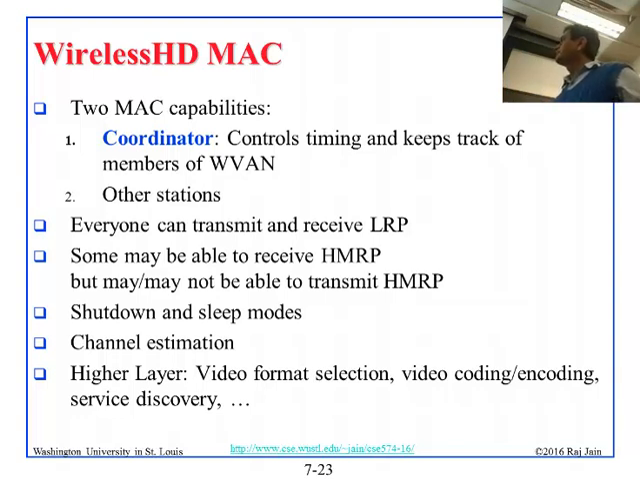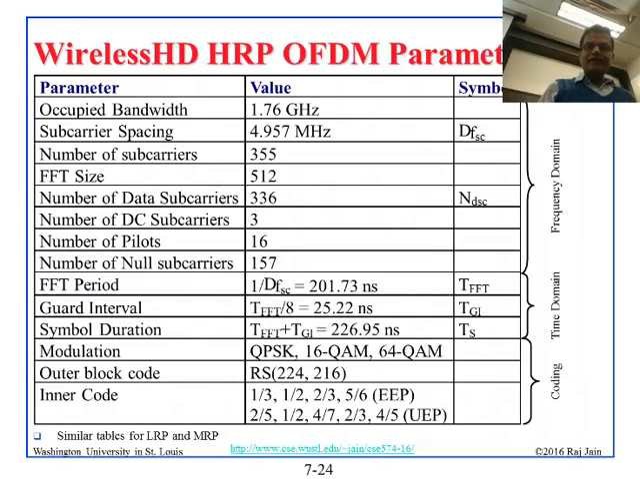Higher layer, so basically MAC does video format selection, video coding, encoding, service discovery, etc. So there are some functions at the media access layer that are related to video here, which actually would be called application layer, but they're all there in wireless MAC, wireless HD MAC. But what I really wanted to discuss, and the reason I'm putting wireless HD in this lecture, is the OFDM part.